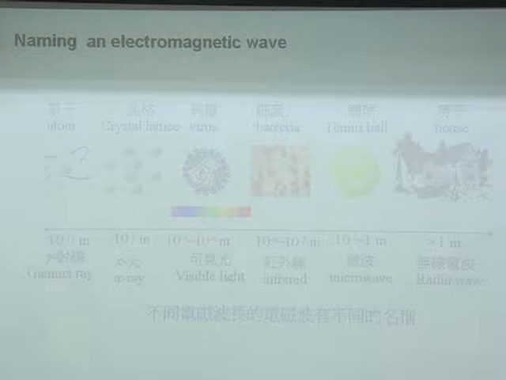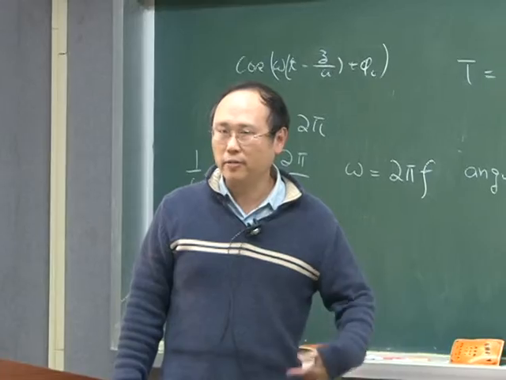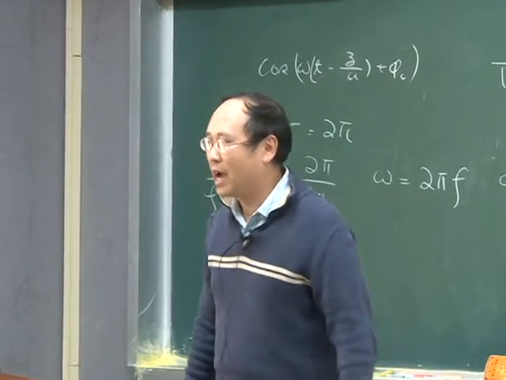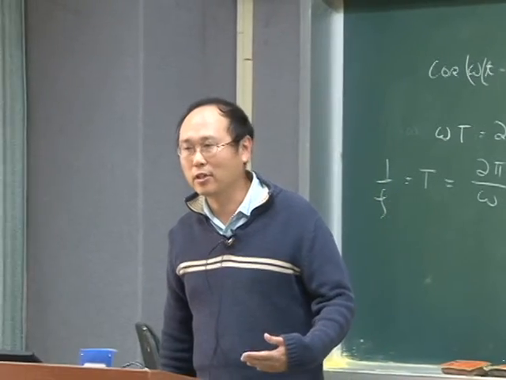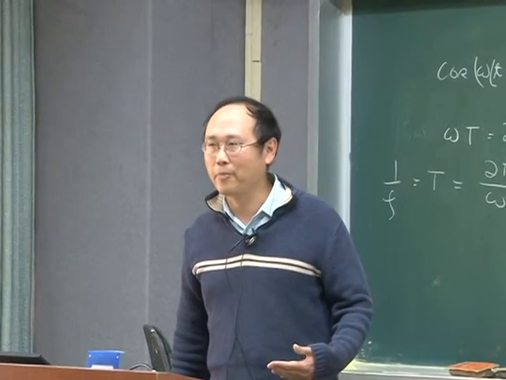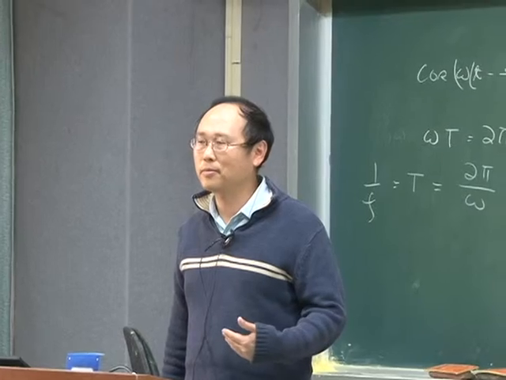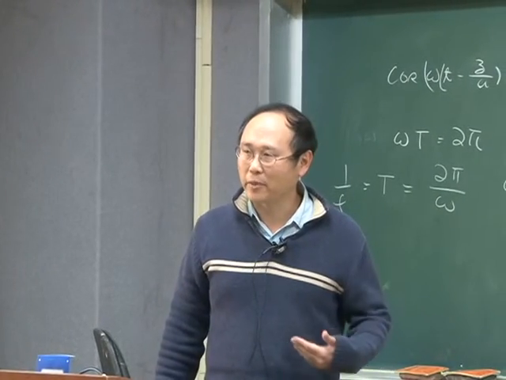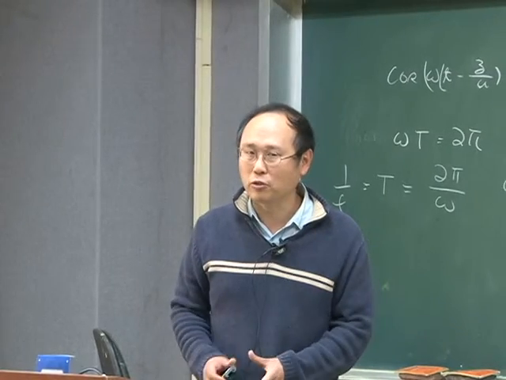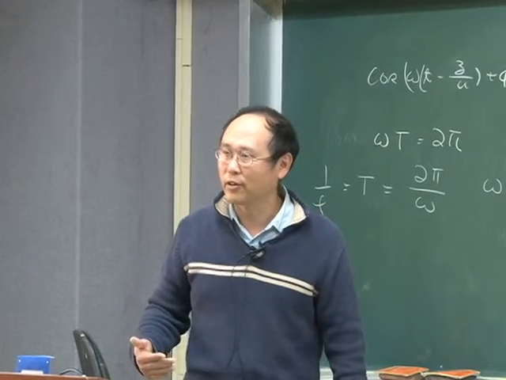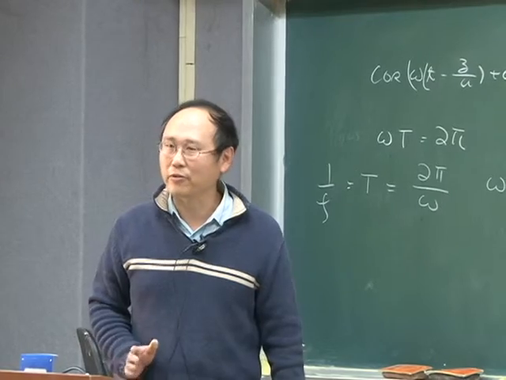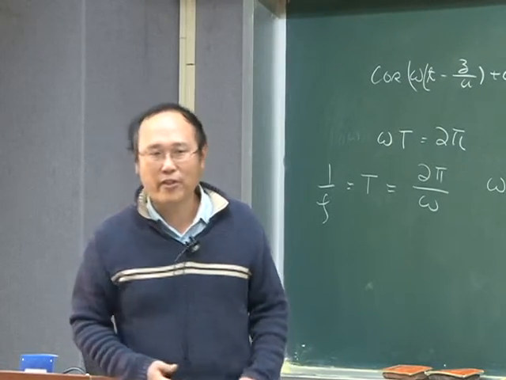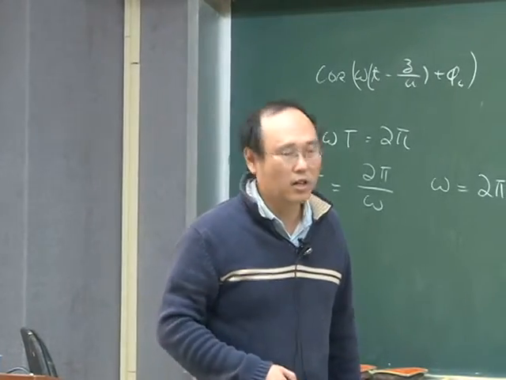So for an electromagnetic wave, you give it different names if you have different wavelengths. I just told you that a wave, especially a time-harmonic wave, has a well-defined wavelength. For an electromagnetic pulse, you don't have a well-defined wavelength, okay? But for a time-harmonic wave, you do. For different wavelengths, you give it a different name.